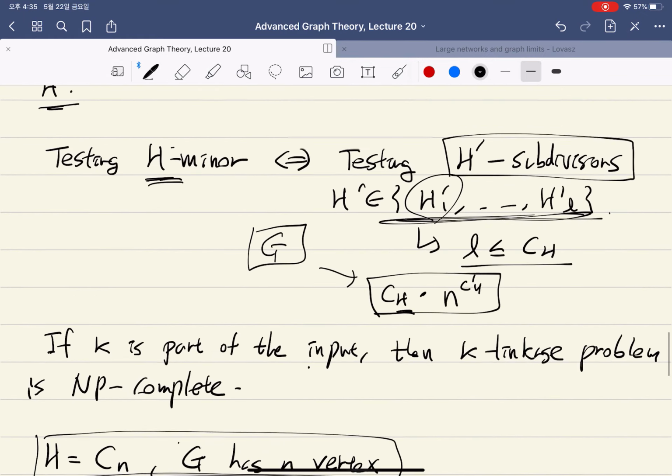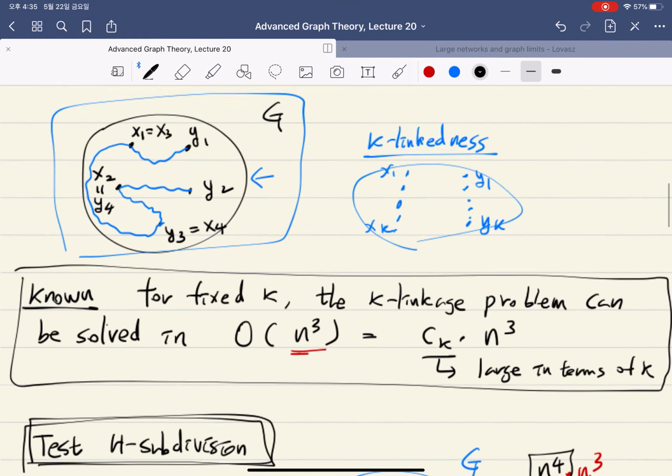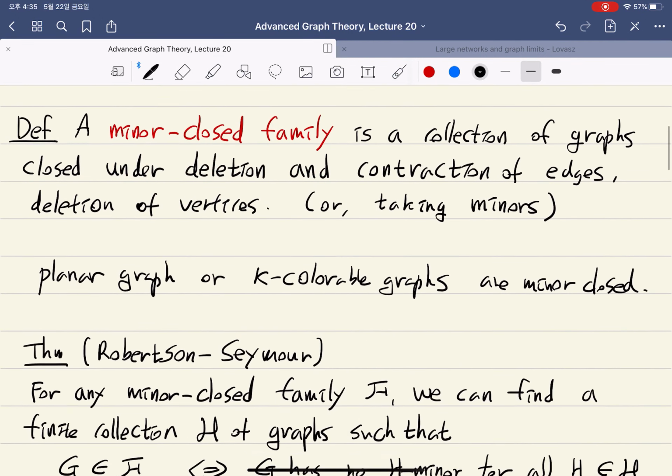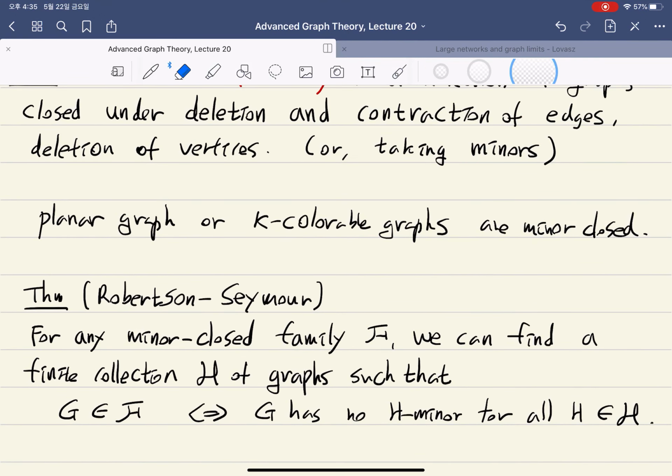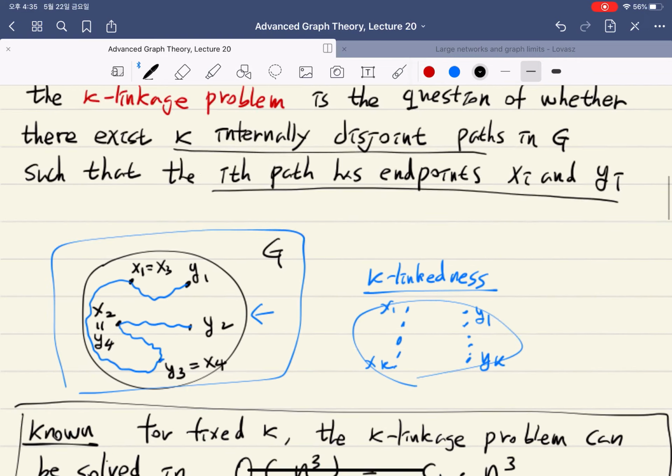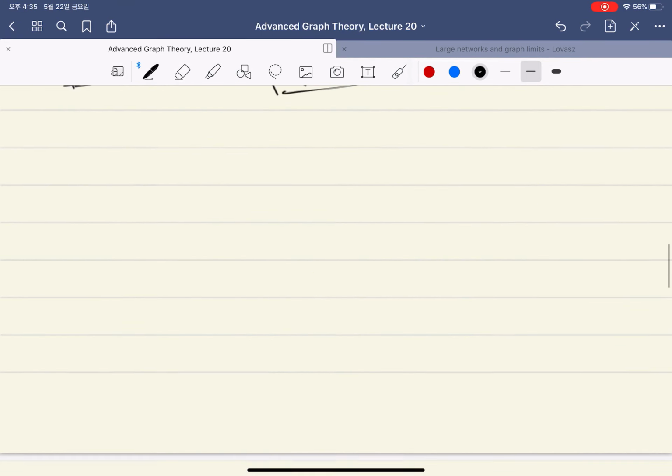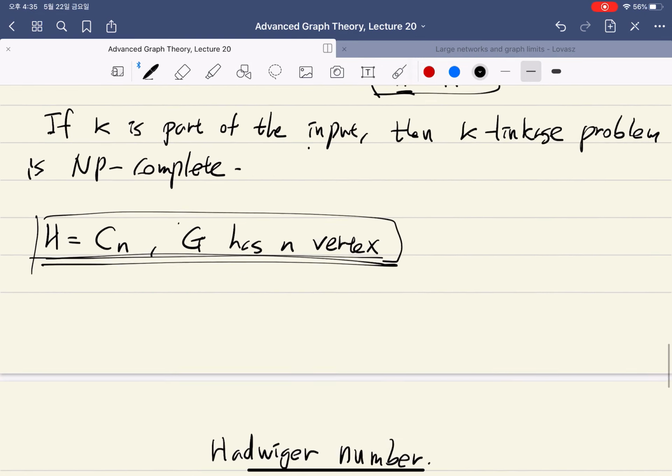Yeah, by the way, I forgot to mention that in the previous video, I said that the k-colorable graphs form a minor closed family, which was not true. So yeah, sorry for the mistake.